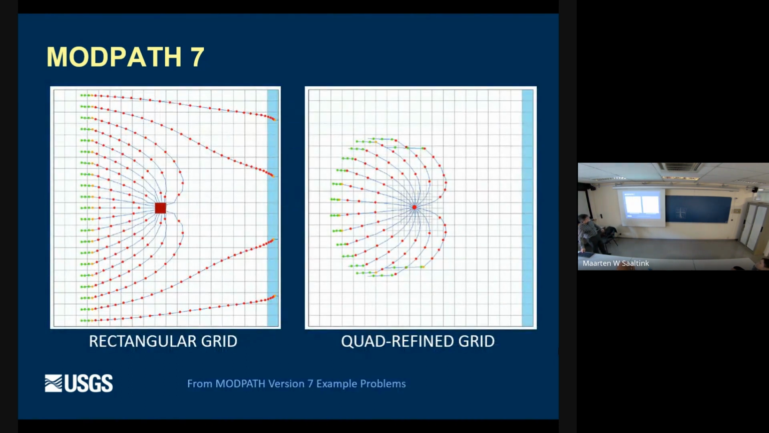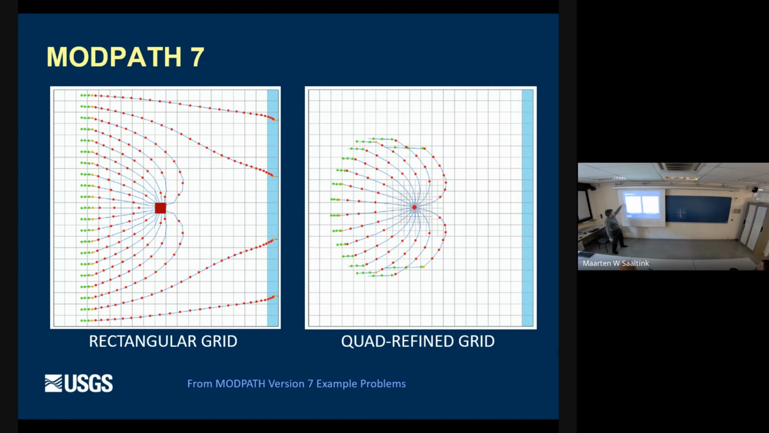Now with Modflow 6, well, here's an example. These are ModPath 7 results on a regular grid. These are all squares. Right? And then over here, there's a quad refined grid where we've chopped the squares into smaller squares, and even smaller squares, and even smaller squares. So there are 3 levels of refinement. And we've zoomed in on the well.